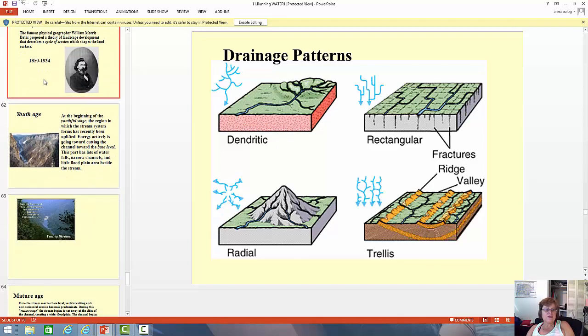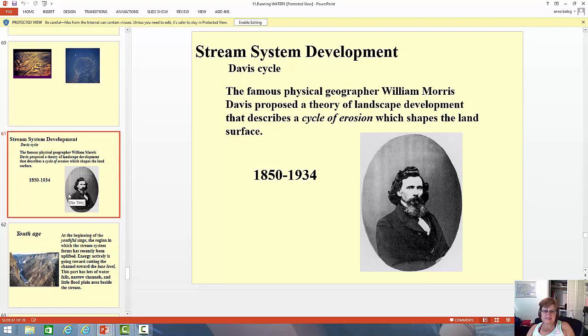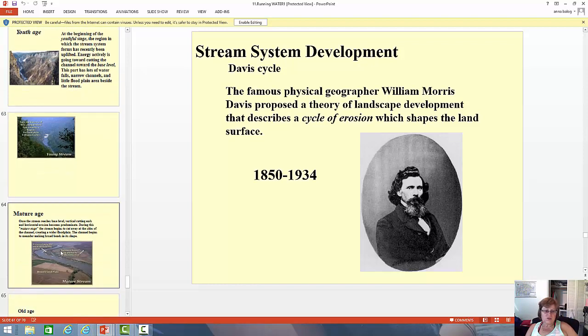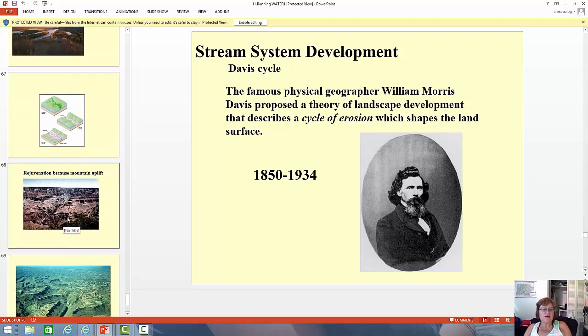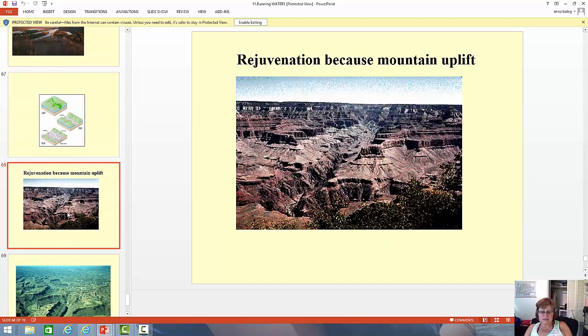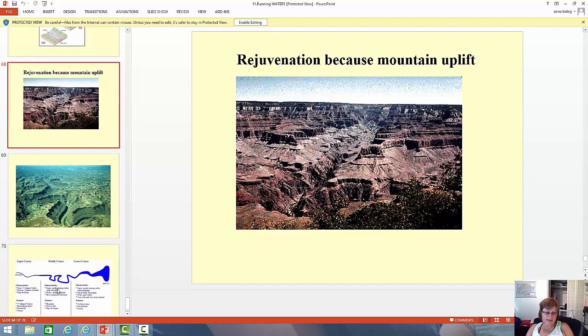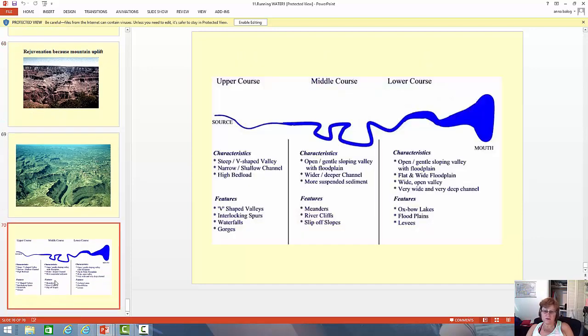And then what is the Davis cycle? That is when we're talking about youth, mature, and old age, and what happens during age. It's kind of important to know. I might ask that too. And what is the rejuvenation? That is when an old age stage stream gets uplifted, and then, you know, it has to cut down to the base level again. So these are the things you got to know on this slideshow.